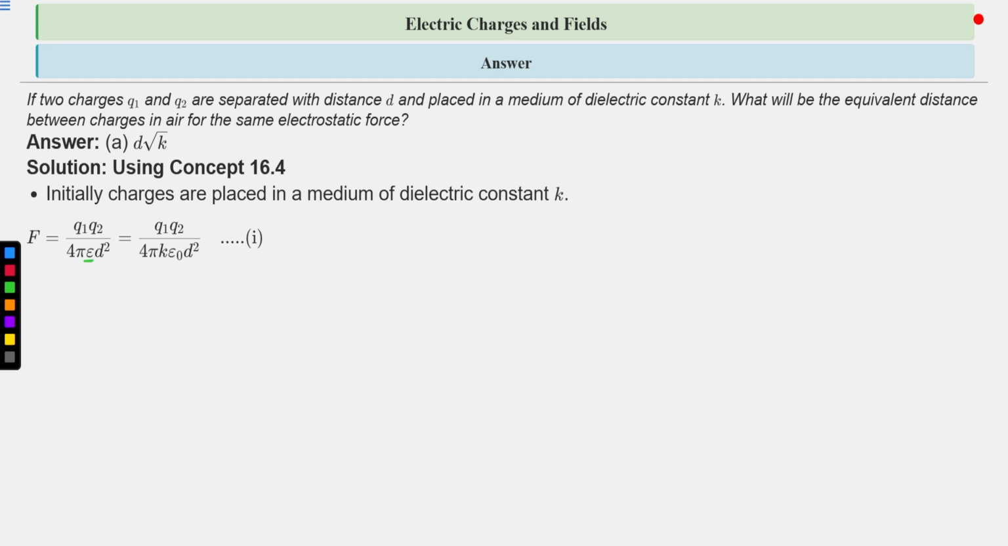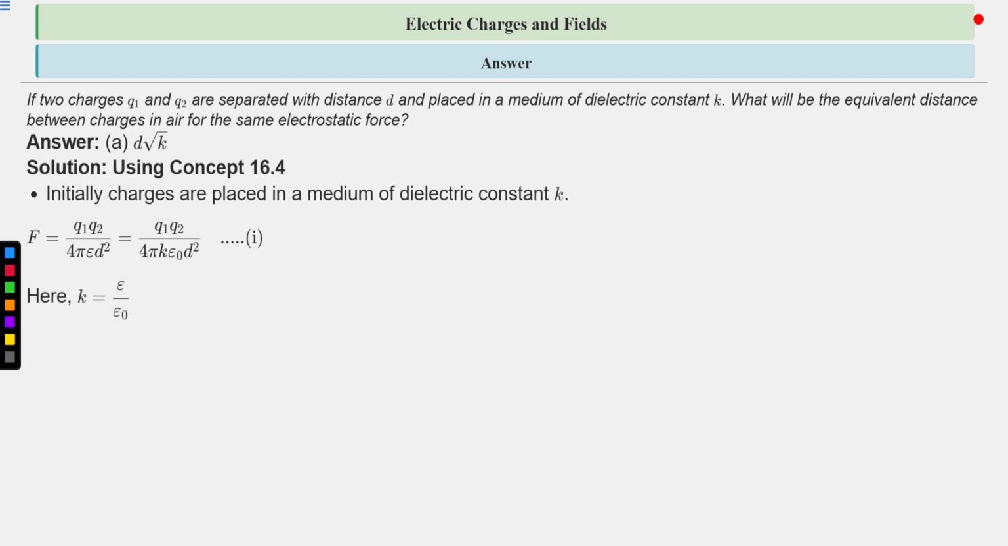K into epsilon naught. Epsilon naught is the permittivity of free space or vacuum, permittivity in vacuum or air, and K is the dielectric constant. Epsilon is equal to K into epsilon naught. So this is the electrostatic force between two charges when they are placed at d distance apart, and the medium between them has dielectric constant K. Now mark this as equation 1.